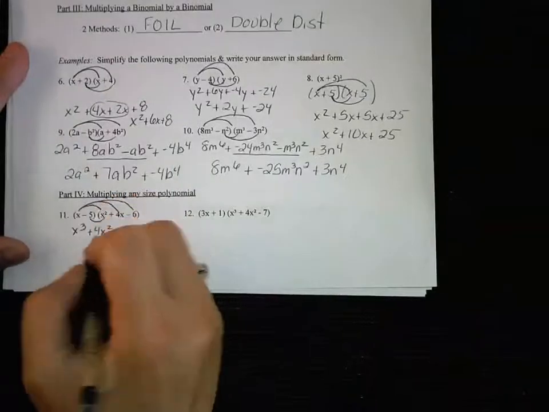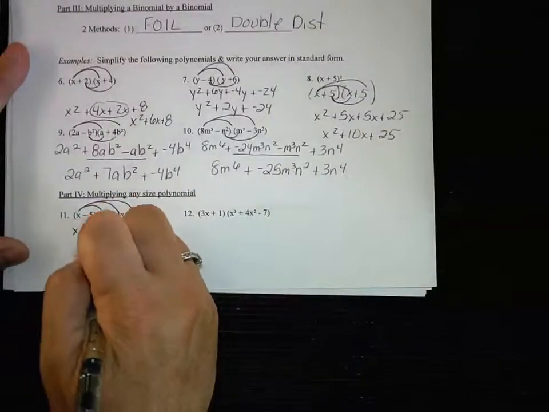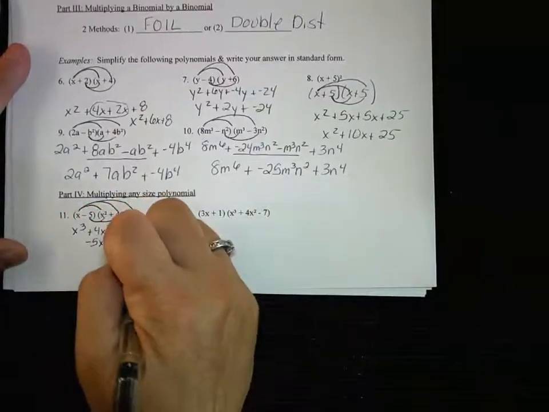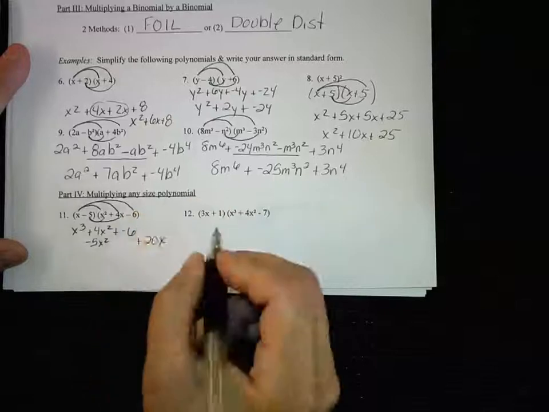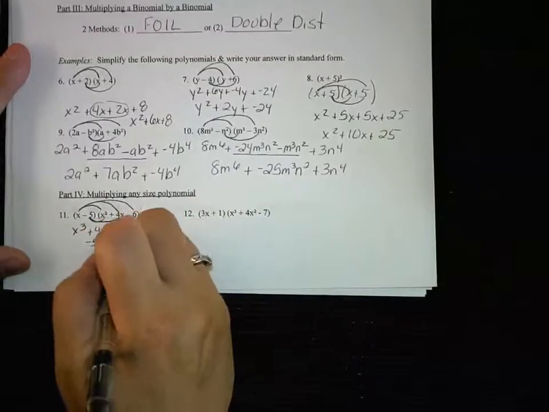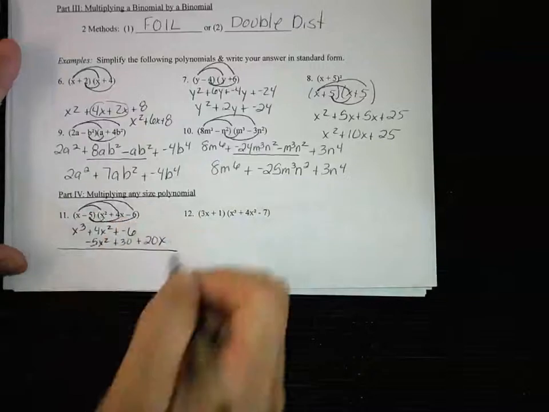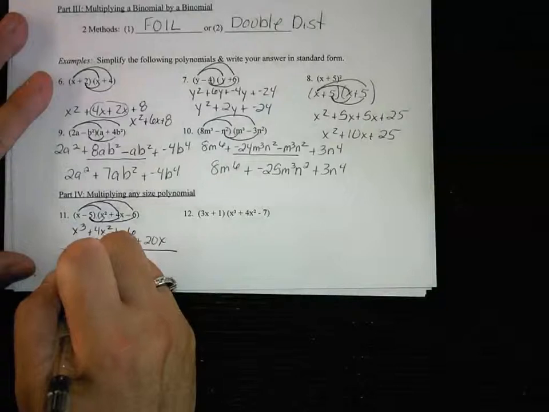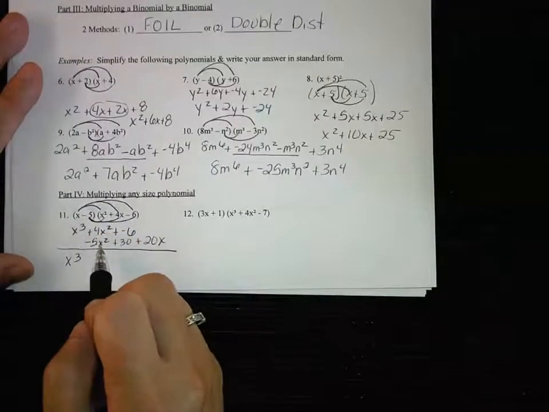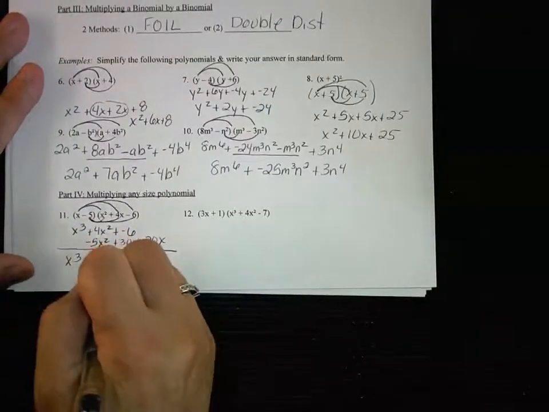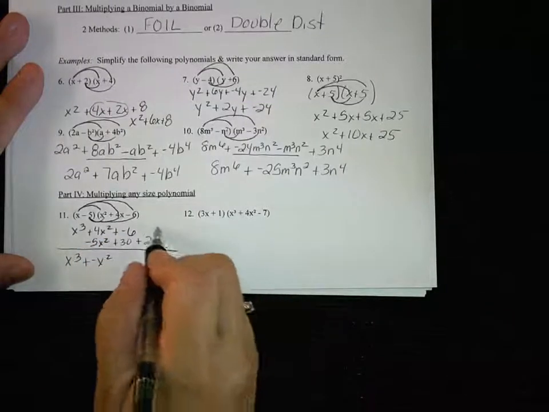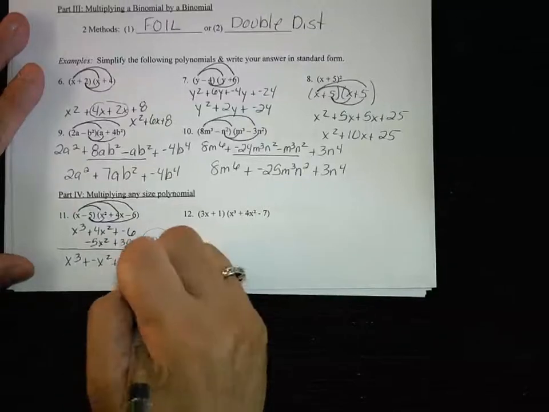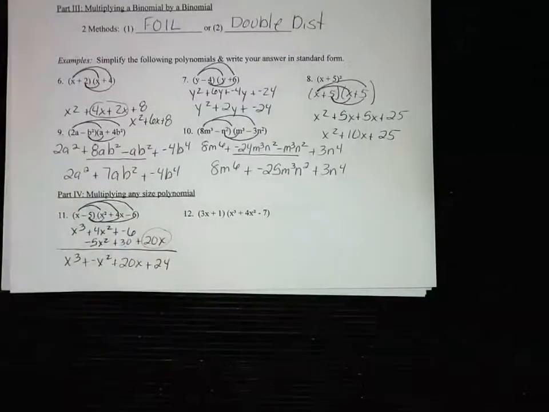Negative 5 times x squared is a negative 5x squared. Negative 5 times 4x, I'm going to put it over here, is a negative 20x. Negative 5 times negative 6 is a positive 30. And when we add these things, you have an x to the third, 4x squared, negative 5x squared is a negative x squared. I'm going to pick up this 20x. 30 plus negative 6x is 24.